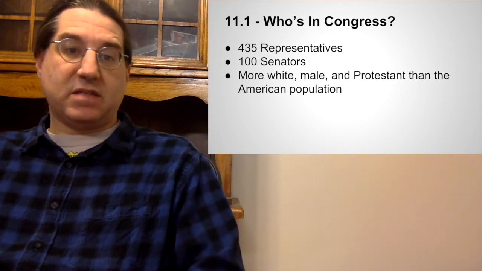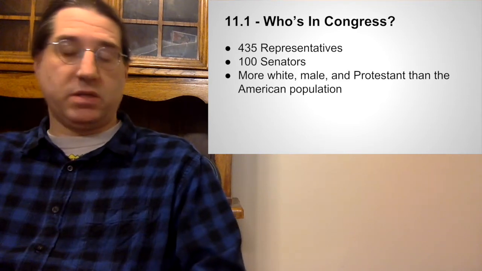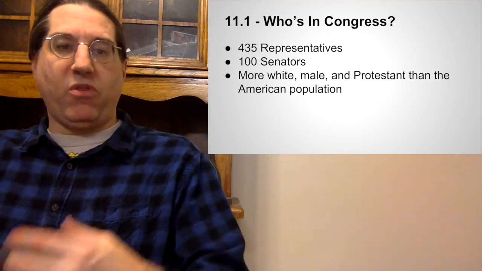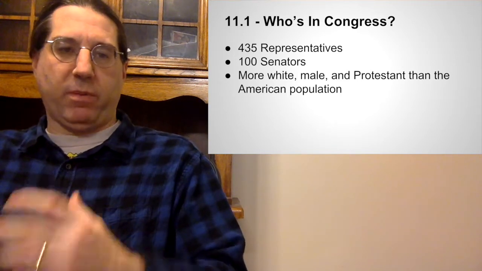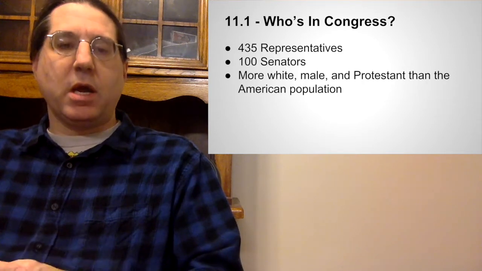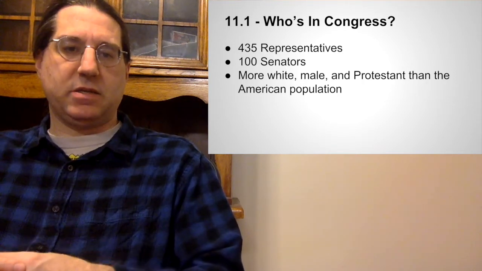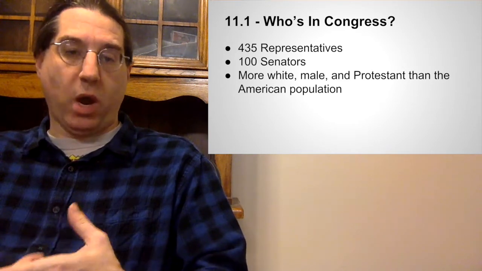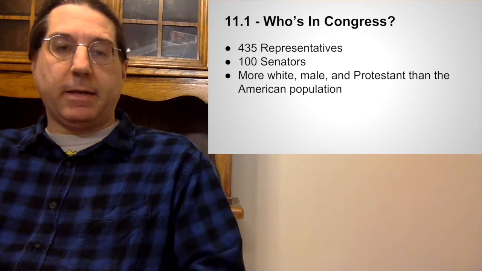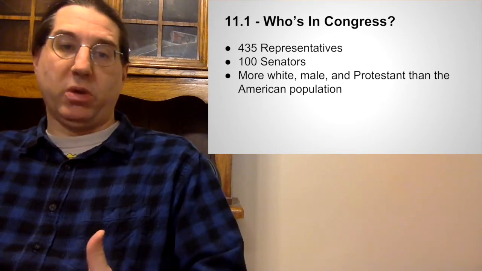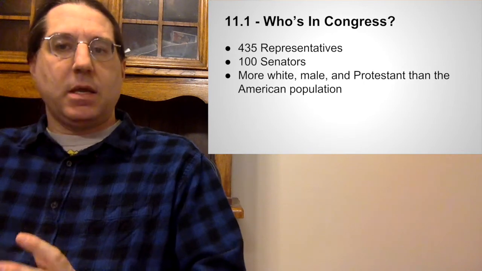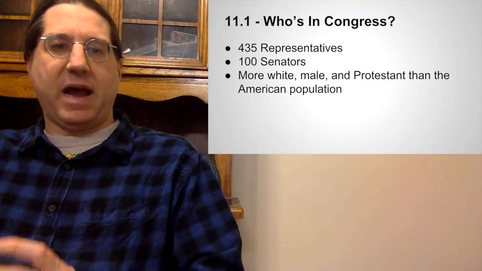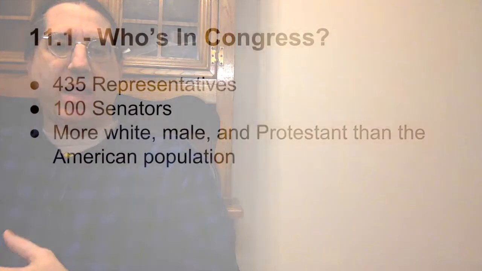Now, one thing that is still true today, a little less true than it was, say, 20, 30, 40 years ago, is that the makeup of both the House and the Senate is not fully representative of the American population. The people who tend to get elected to the Senate and to the House of Representatives do tend to be disproportionately white, male, and Protestant. That is changing. It is changing slowly. But that is something to be aware of when thinking about how well our representative body represents us.